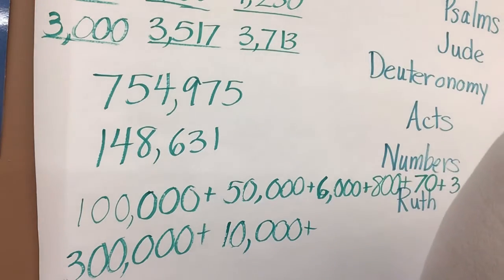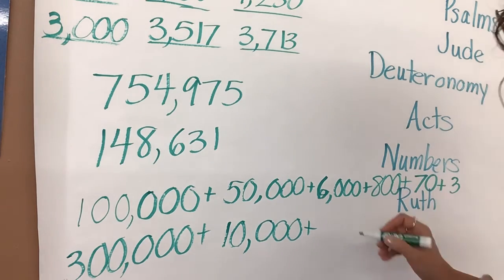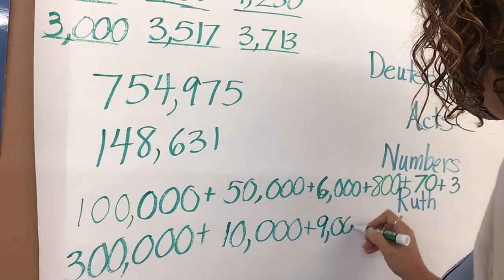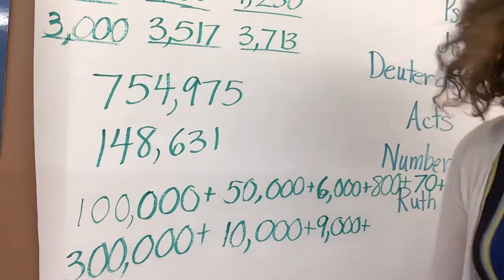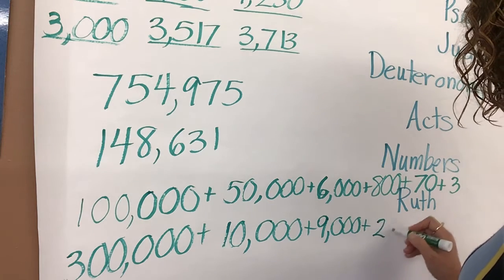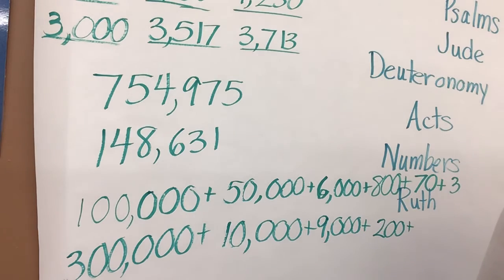Plus the next number, which is a 9. The 9 is in the 1,000. So you're going to write 9, comma, and 3 more zeros. Very good. All right, the next number is a 2. Where's the 2? In the 100. So you're going to write 200. And you're going to put another plus sign. Now what's the next number? An 8. The 8 is in the 10. So you're going to write 80. And the last number is in the 1. So you're going to write a 1.